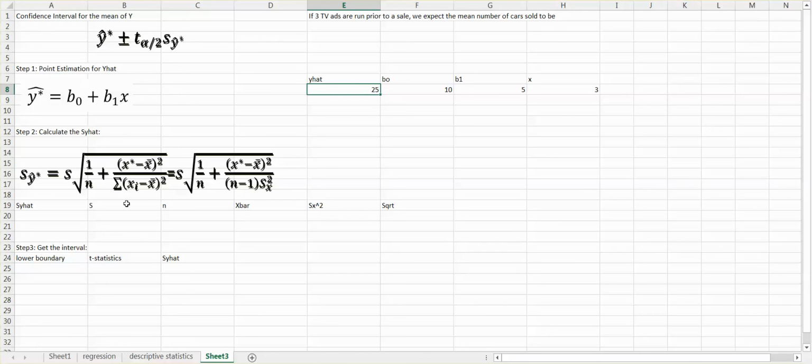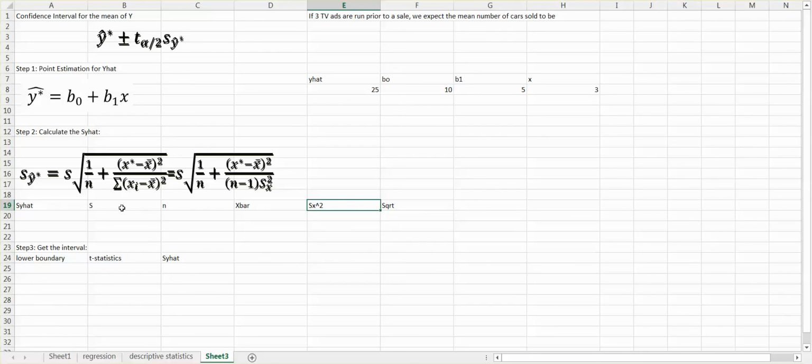So now the question is, where can we find the value for the standard error? Where can we find the number of observations? Where can we find x bar, the mean of x? And where can we find sx squared, which is the sample variance?